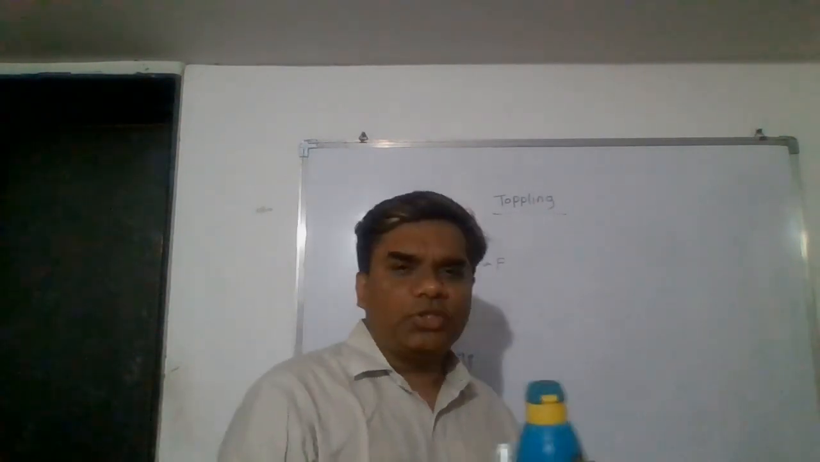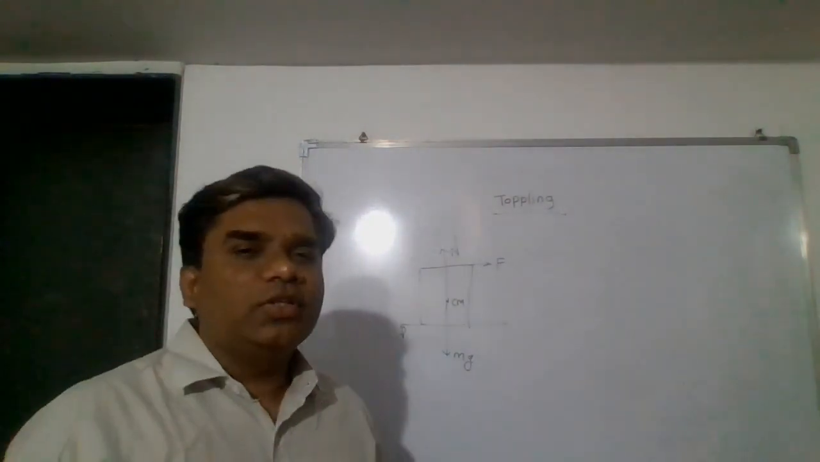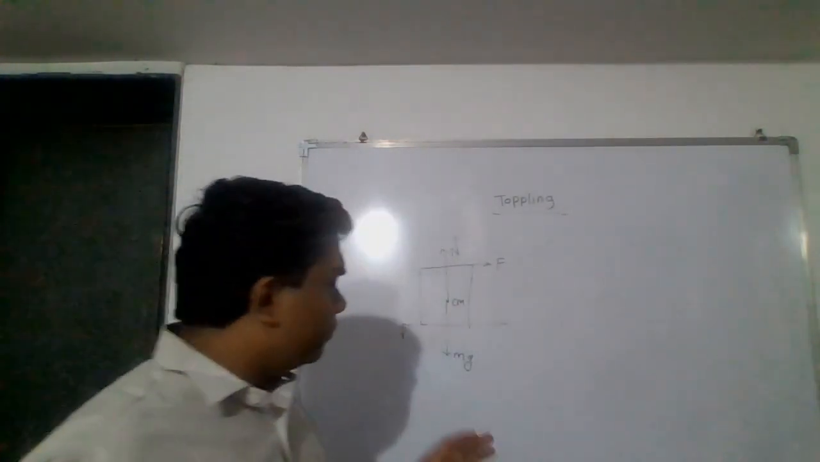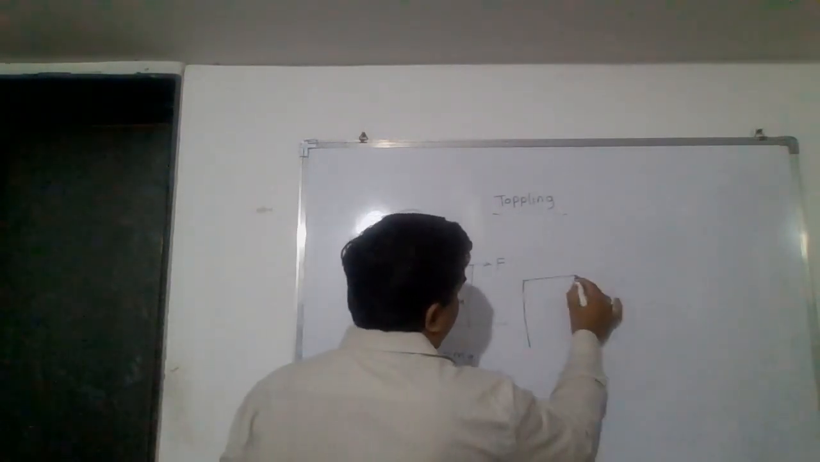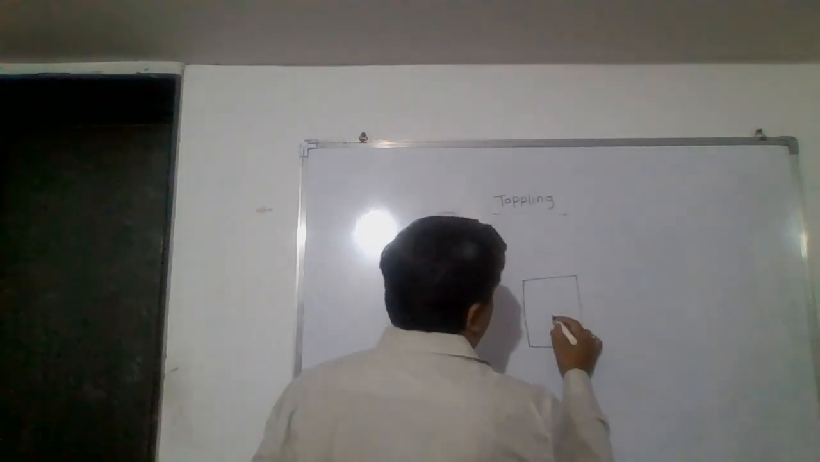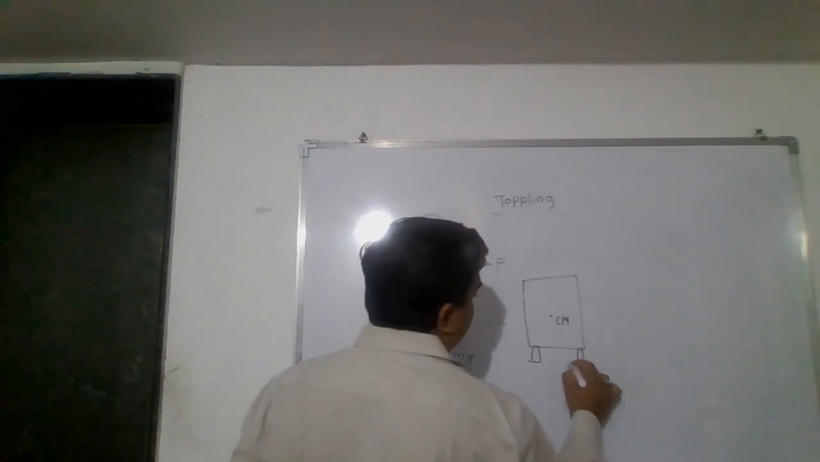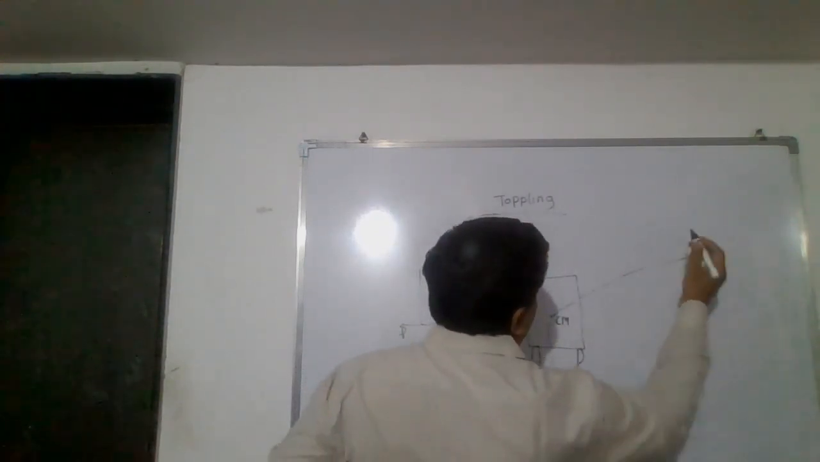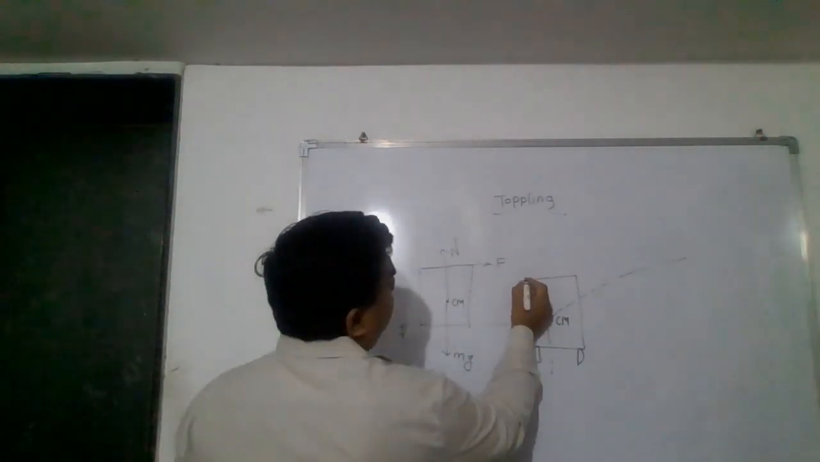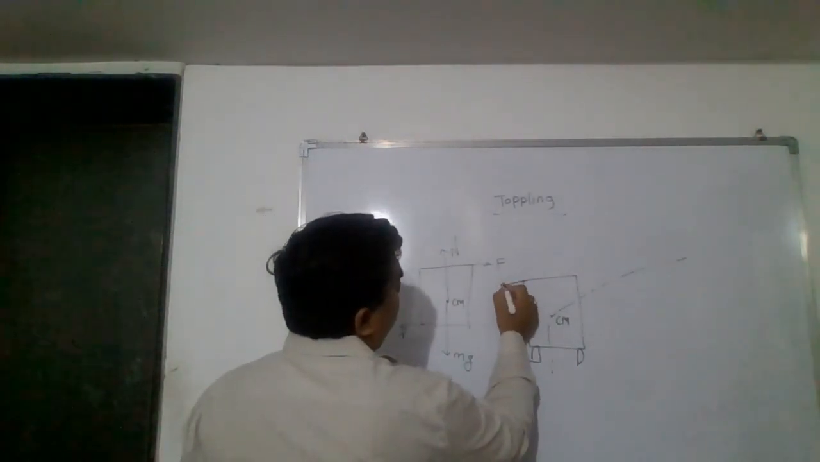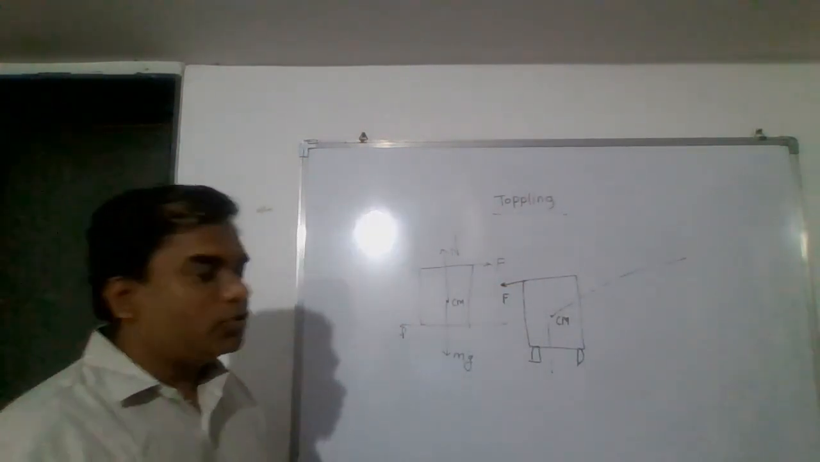Now there is a question: why do we have to learn this toppling? Suppose consider this is a vehicle, and this is the center of mass of the vehicle. This is the wheel, and it is moving on a curved path. Then a force is applied. Which force?